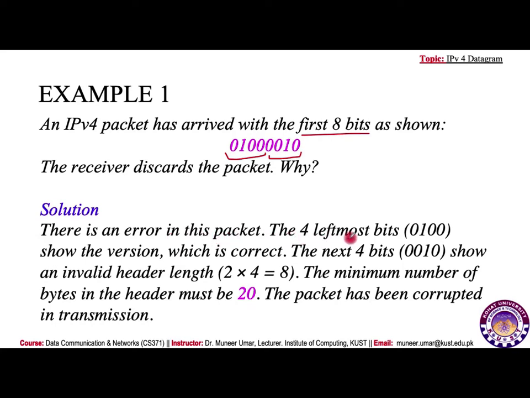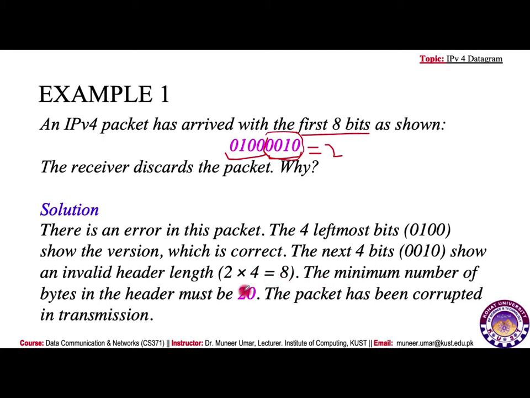The 4 leftmost bits 0100 show the version, which is 4, IP version 4. The next 4 bits 0010 show an invalid header length. If we look into this number, it is equal to 2. So the header length would be 2 multiplied by 4, that is 8. 2 multiplied by 32 bits, or 2 multiplied by 4 bytes, so it would be 8 bytes.